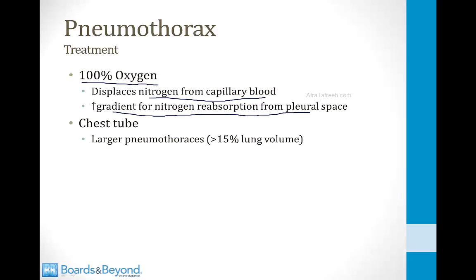Sometimes 100% oxygen isn't enough and we have to place a chest tube, which is a tube inserted into the pleural space to drain the air. This is usually done for larger pneumothoraces, especially those that are more than 15% of the lung volume.